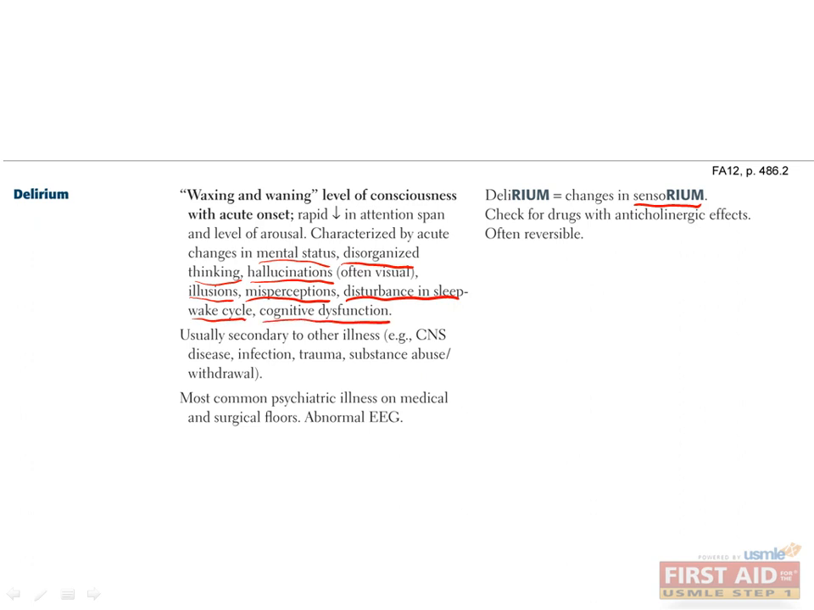This is an incredibly common illness in the hospital setting, as patients with CNS disease, infection, trauma, substance abuse, etc. can often experience delirium. Classically, it may also occur as a side effect of drugs with anticholinergic effects, so it's always important to look for the underlying cause before you pull out the antipsychotics and benzos. Another important point is that delirium, unlike dementia, produces an abnormal EEG, although you wouldn't normally check that on a medical or surgical floor.